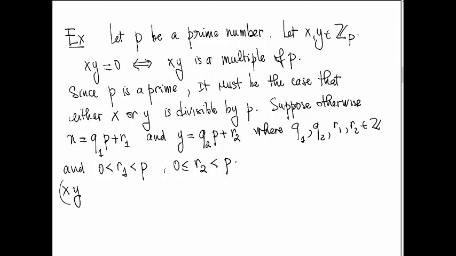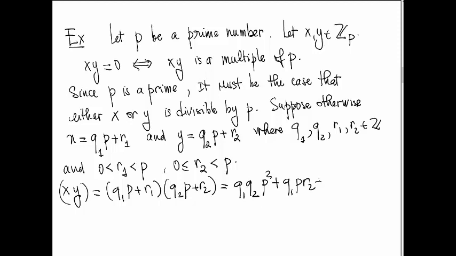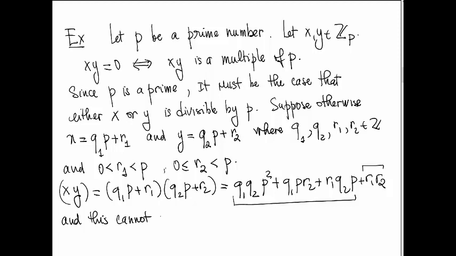If one were to take the product XY, then we will get (Q1P plus R1) times (Q2P plus R2). Expanding this will be Q1Q2P squared plus Q1P R2 plus R1 Q2P plus R1 R2. And this here is a multiple of P, and the fact that this is the product of the remainders will force this not to be a multiple of P. Okay, so this is why if we assume that P is a prime and XY is a multiple of P, then either X or Y has to be a multiple of P.